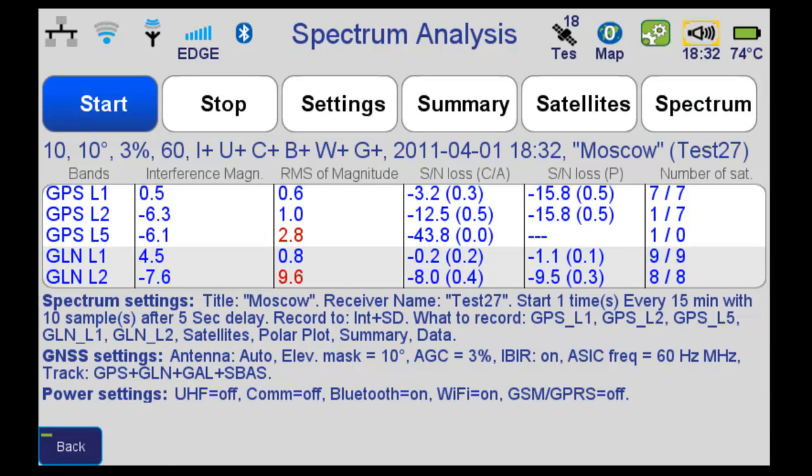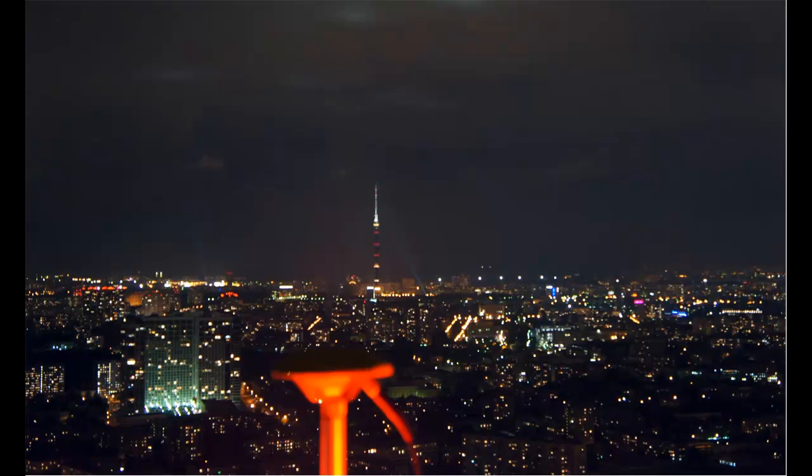As you saw, there are more interferences near our Moscow office than in our California office. The reason is that our office is near Ostankino Tower in Moscow, which has many transmitting systems. All the interferences that we mentioned earlier were unintentional jammers or interferences or harmonics.